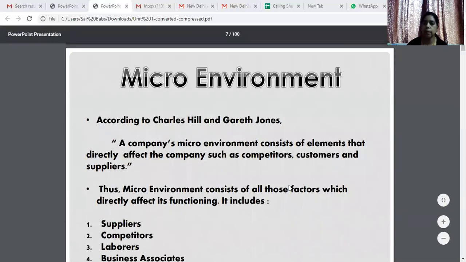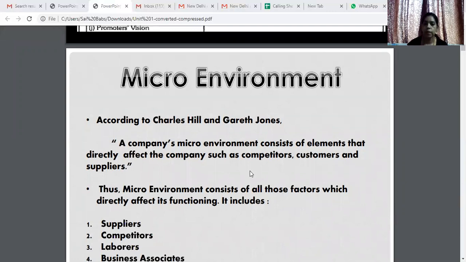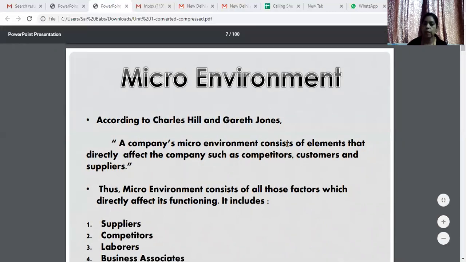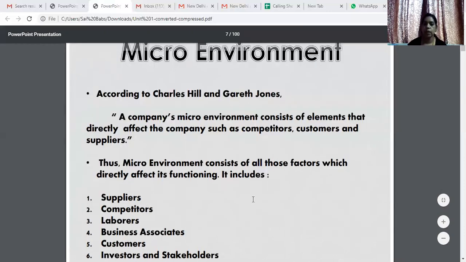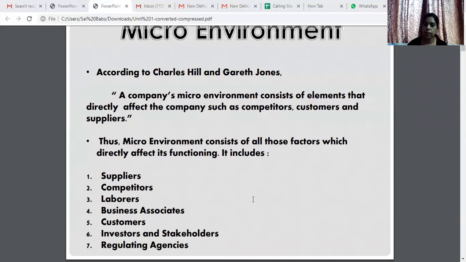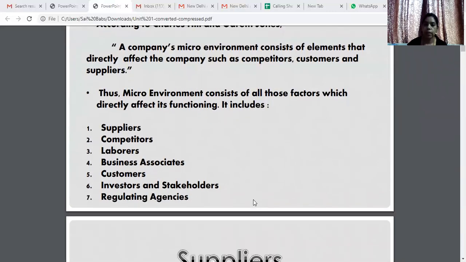First, we are starting with the microenvironment. Microenvironment means a company's microenvironment consists of elements that directly affect the company, such as competitors, customers, and suppliers. So this microenvironment consists of all those factors which directly affect its functioning, like we have already discussed, suppliers, competitors, laborers, business associates, customers, investors, stakeholders, regulating agencies, etc.